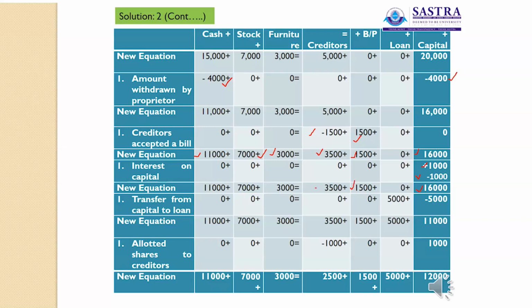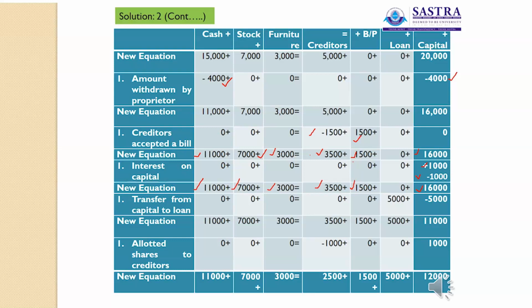Creditors, here there is no effect, 3,500. Here furniture 3,000. Then stock 7,000. Cash value 11,000. As usual this is also 21,000. So 21,000 is equal to assets is equal to liabilities plus capital. So 21,000, 21,000. Then the next one is transfer from capital to loan.